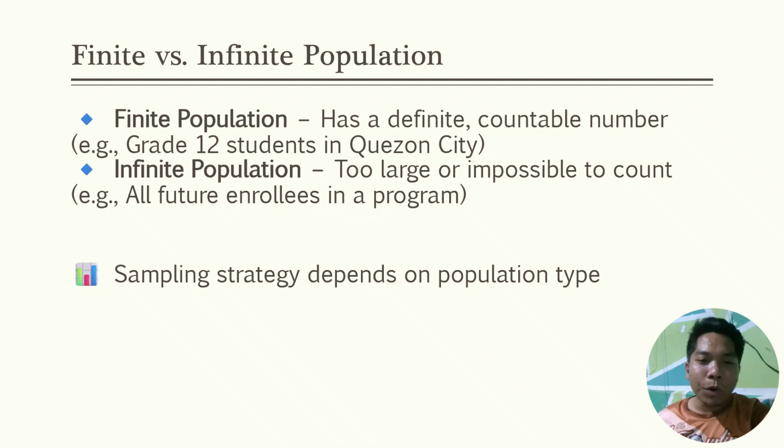So we're now moving forward to comparing finite versus infinite population. I know you're already familiar with this, so I will not explain this further. A finite population has clear boundaries, while infinite populations are those we can't reasonably count. This is the population where the numbers could be impossible to count. So that's finite versus infinite population.